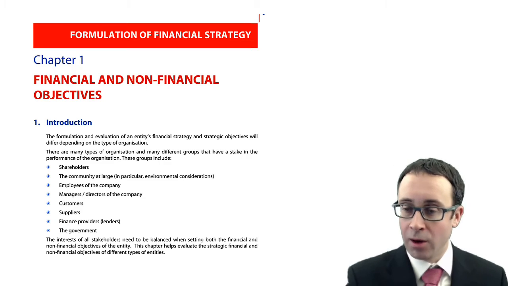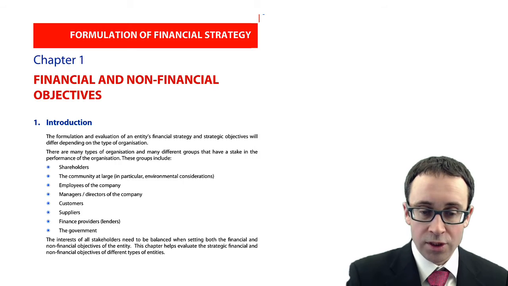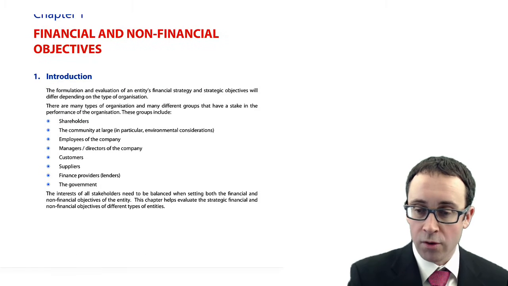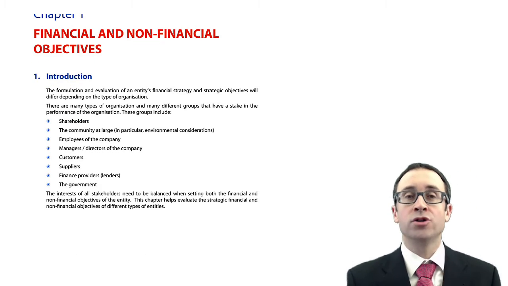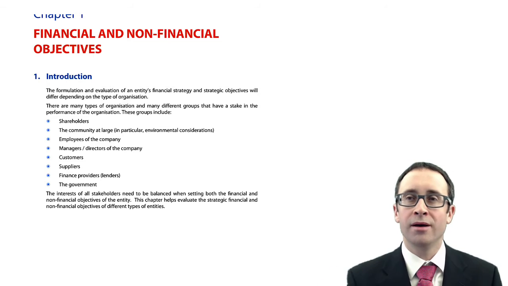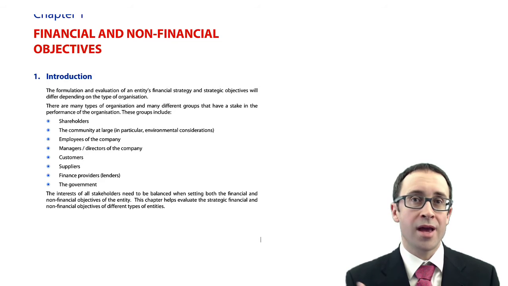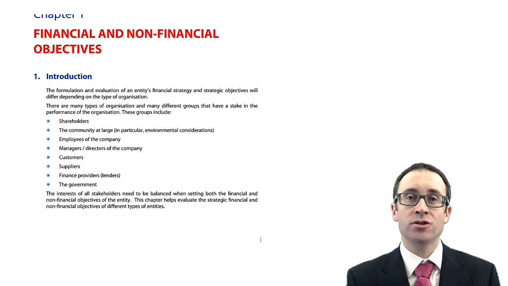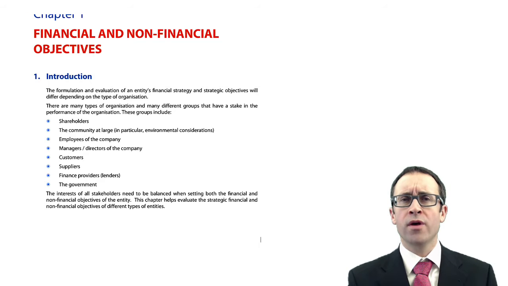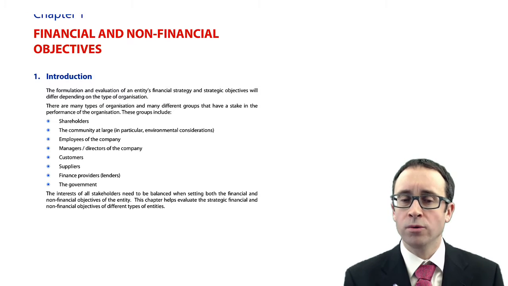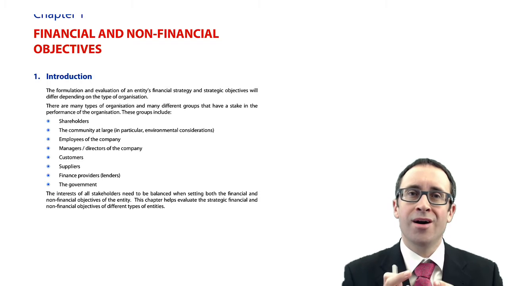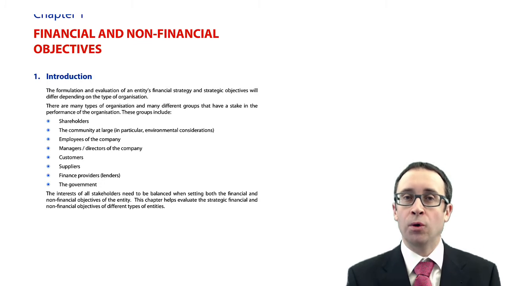So when we look at our introduction to the chapter, we first introduce or recap from earlier studies that you've seen, maybe not in the financial pillar, but in your enterprise pillar, looking at who has an interest within the business. Because when you're setting these financial or non-financial objectives, we can't just set them based upon what the shareholders want. The shareholders are the primary main stakeholder within the business.